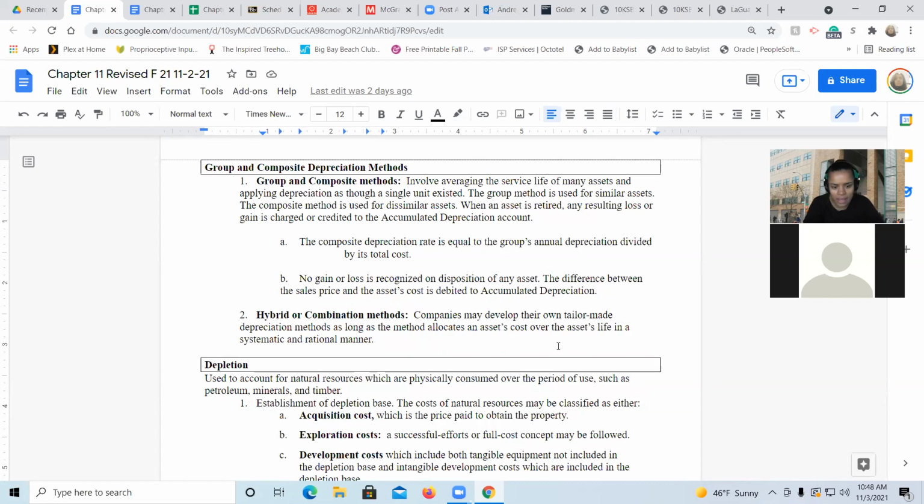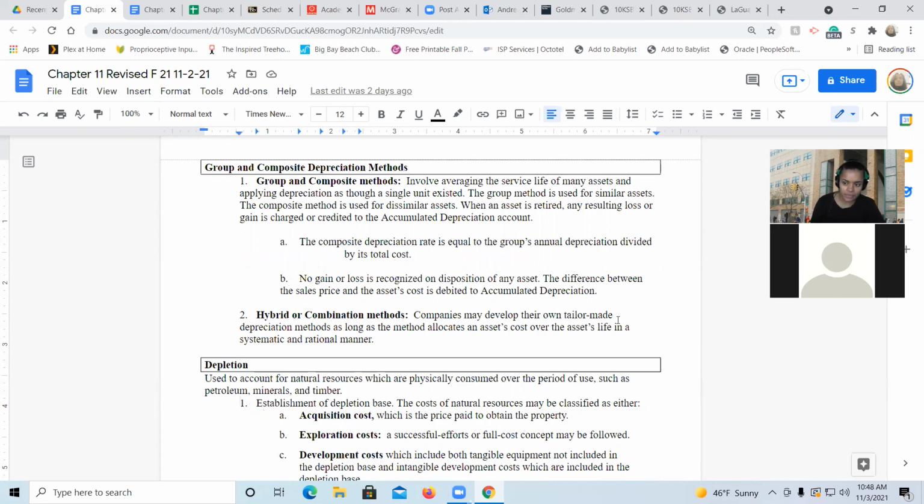what we said before, is that sometimes companies come up with their own, as they call it, tailor-made depreciation methods, and those are even still accepted to a large extent because depreciation at its core is an estimate, as long as the method is consistently and systematically and rationally applied. There needs to be a level of predictability to it, right?